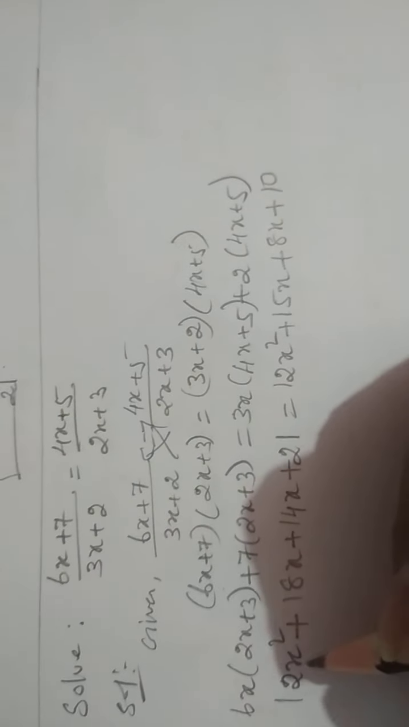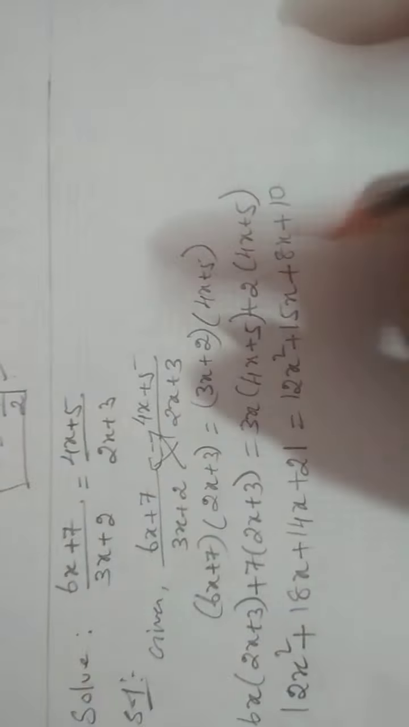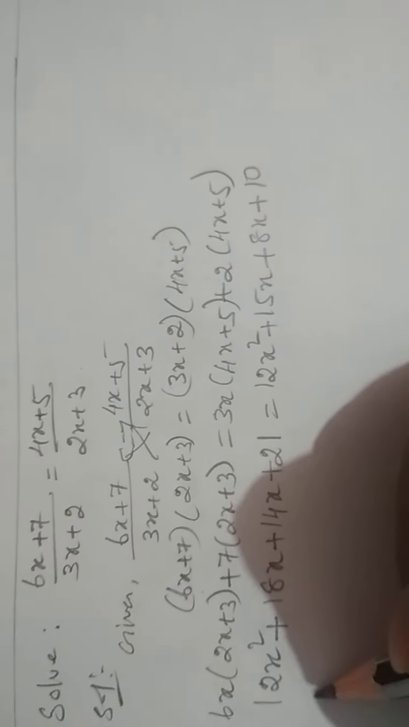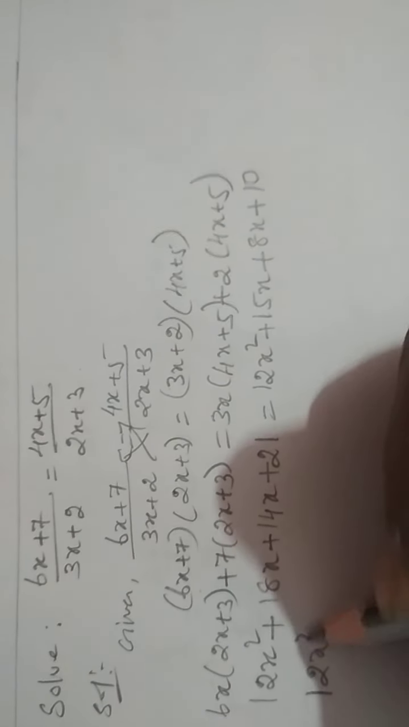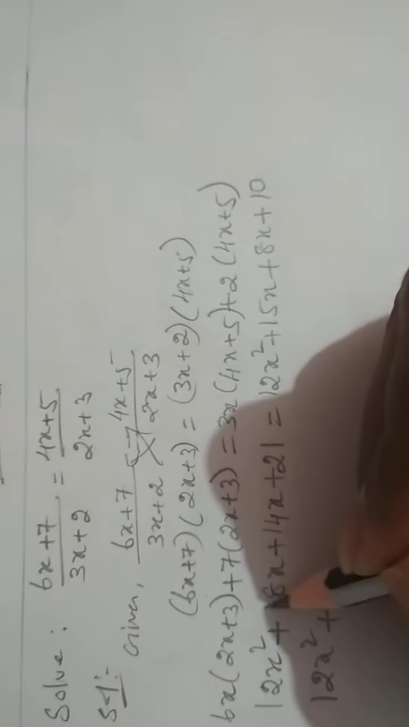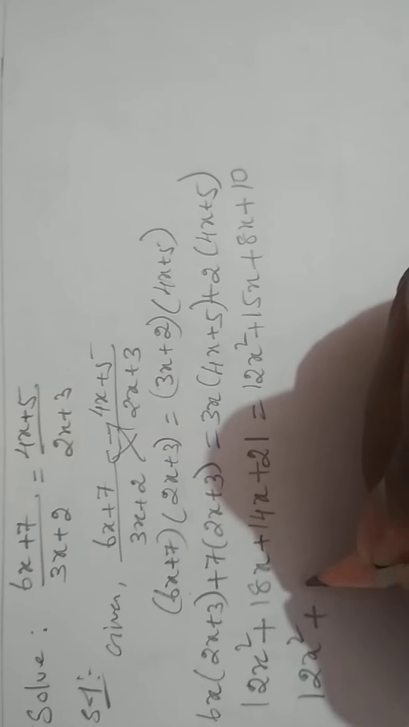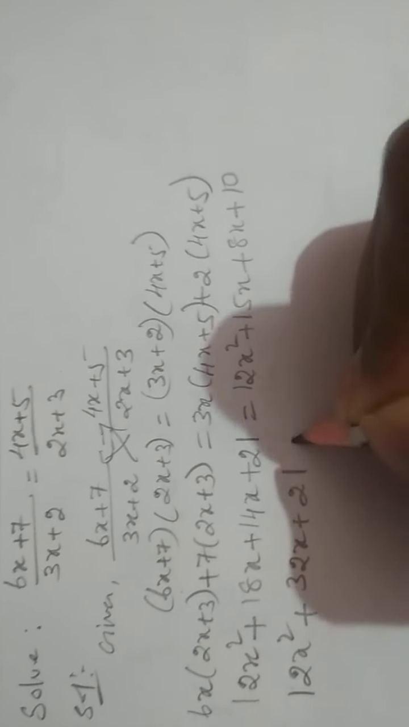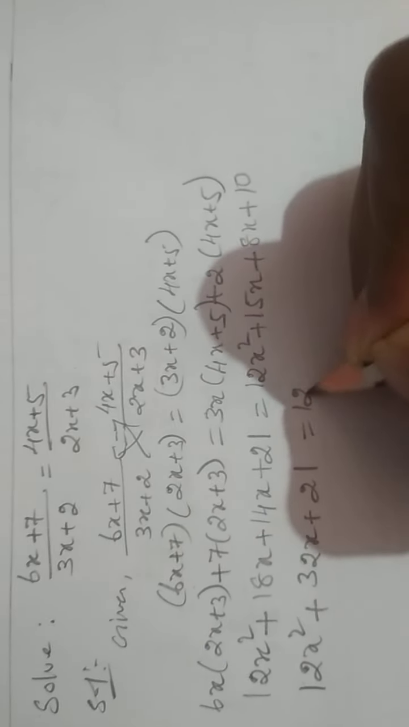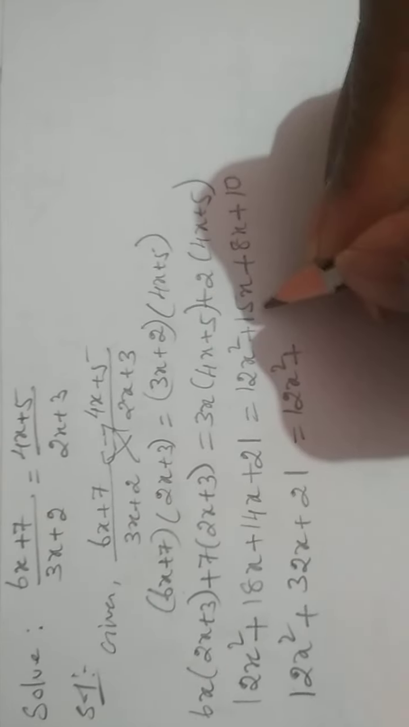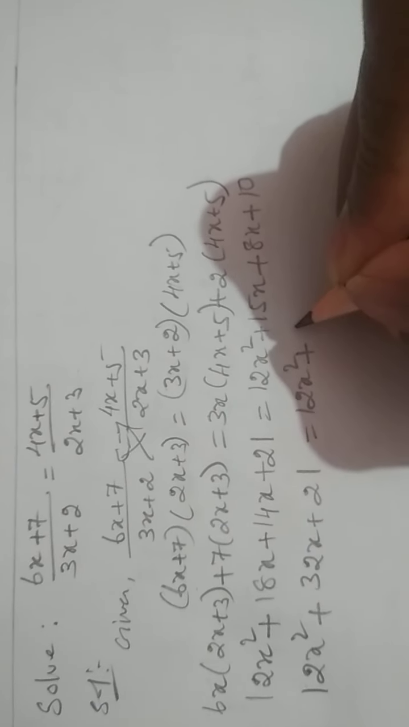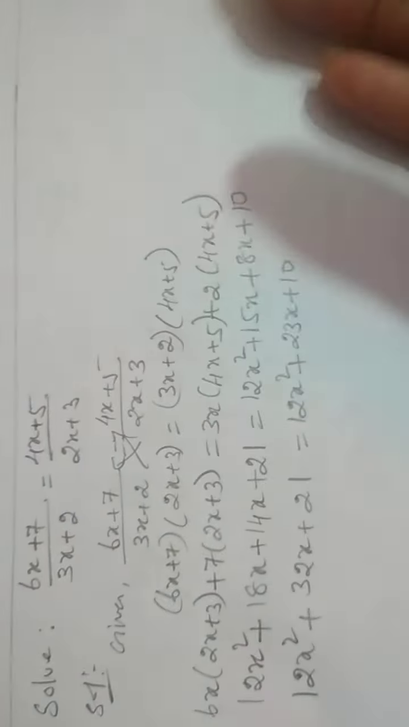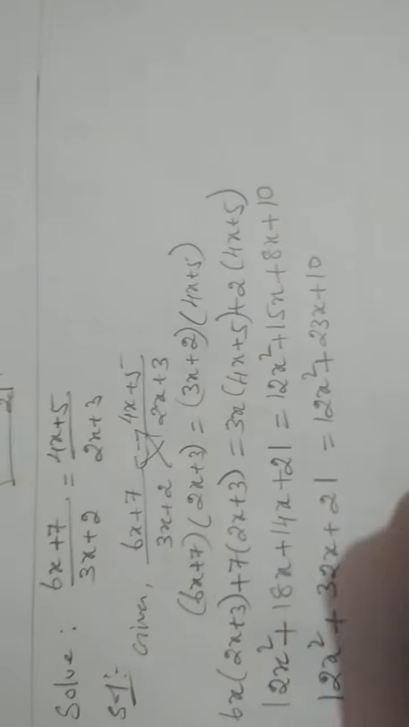Next we collect the variable terms on one hand side and the constant terms on the other hand side. Before that we simplify. 12x square plus 18x plus 14x, 32x, plus 21 is equal to right hand side 12x square plus 15x plus 8x, 23x, plus 10. Next we collect the variables on one hand side and the constant terms on one hand side.